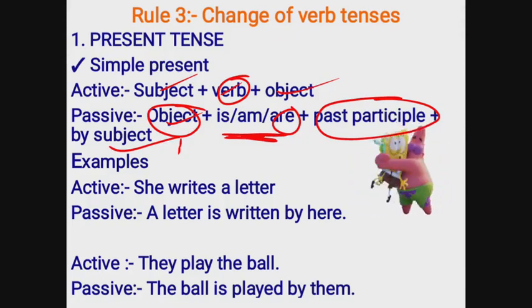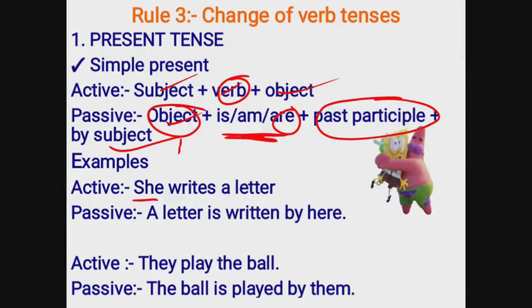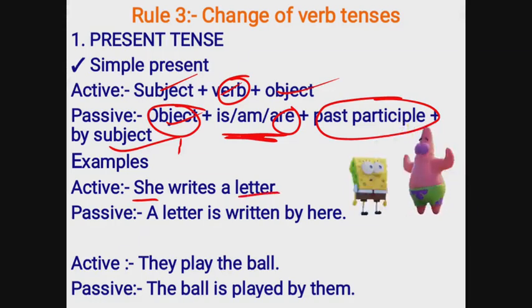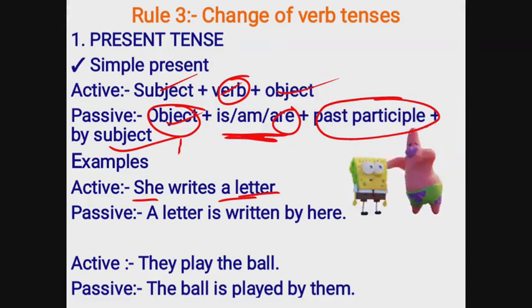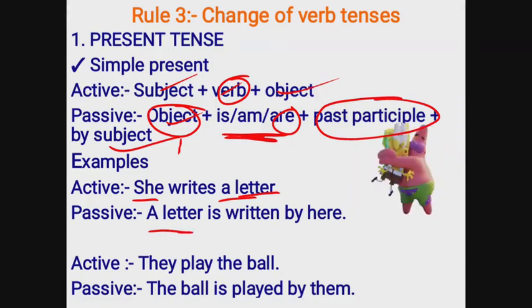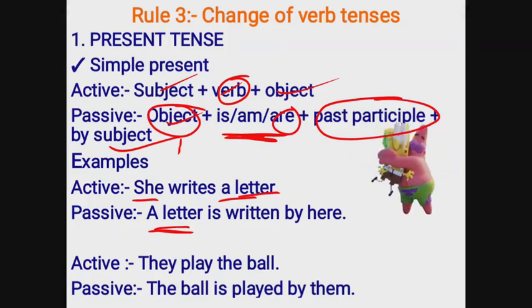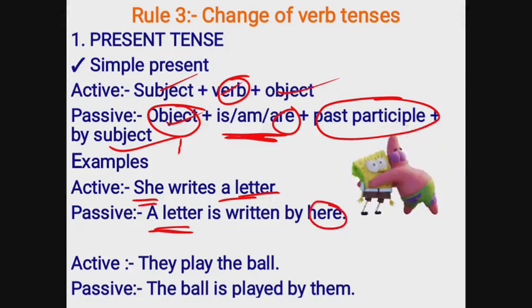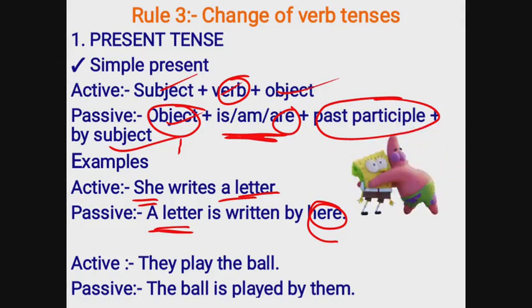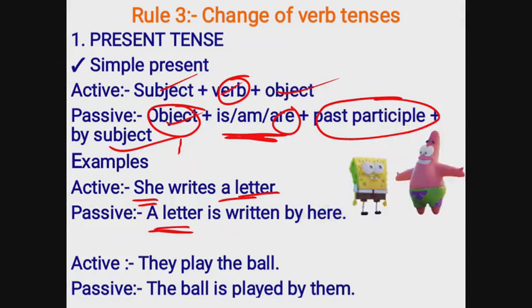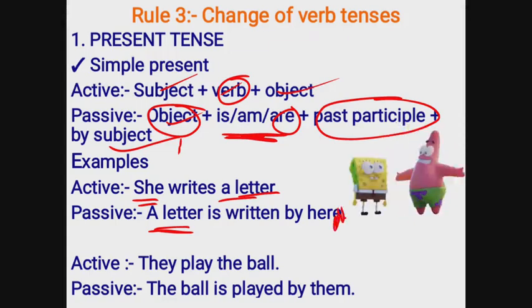First, let's use our X rule. If you remember our X rule, she is the subject, a letter is the object. So a letter becomes the subject if you cross it, and she becomes her. This is her, please take note of that. She becomes her, as we said in the pronoun rule.